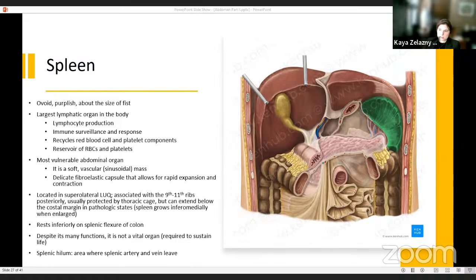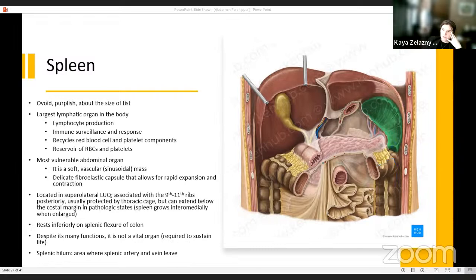So when it grows and expands, it's going to expand inferomedially, and that's why you might see it going below the costal margin. It's going to rest on the splenic flexure of the colon, so you can see that association in the image. We have our splenic flexure, named for the spleen that's sitting right there on top of it.